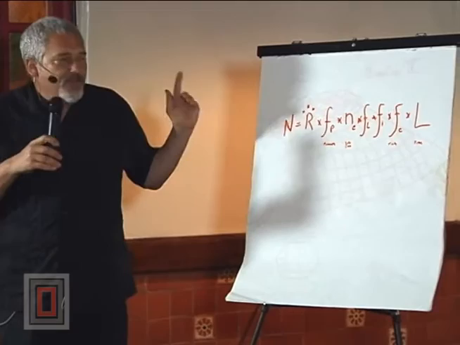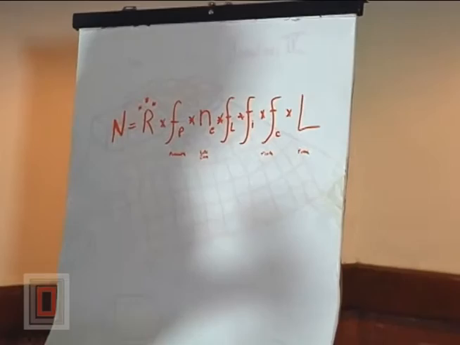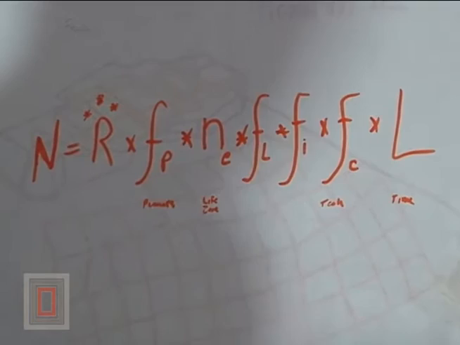This is the Drake equation. This is an equation made by Frank Drake in the 1960s. It's a thought experiment. It's a calculation of how many extraterrestrial civilizations should there be.